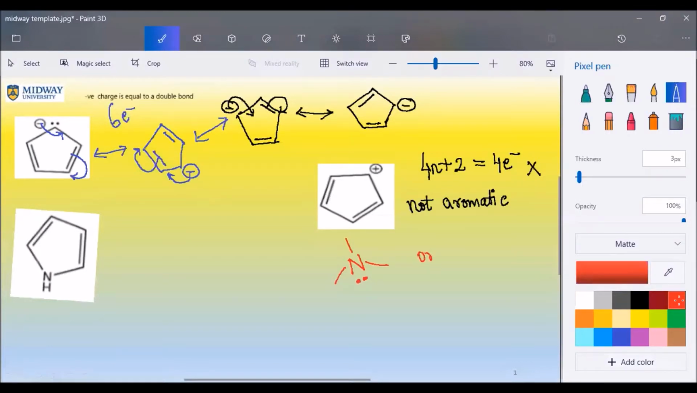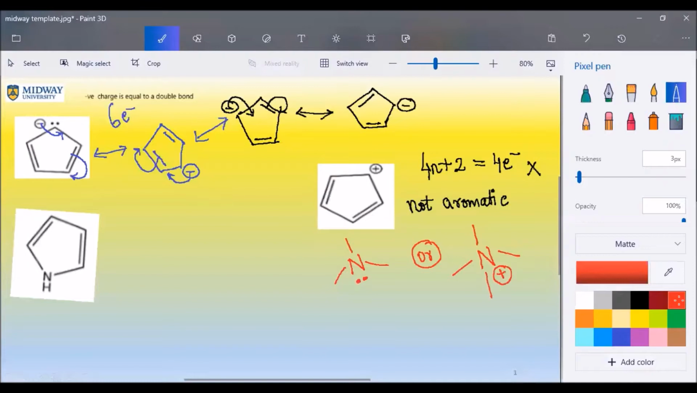Or nitrogen can have 4 bonds, but it must have a positive charge. Now, plus is the same as +1, okay? In some cases, you might see people say +1. Some people write just plus. They both mean the same.